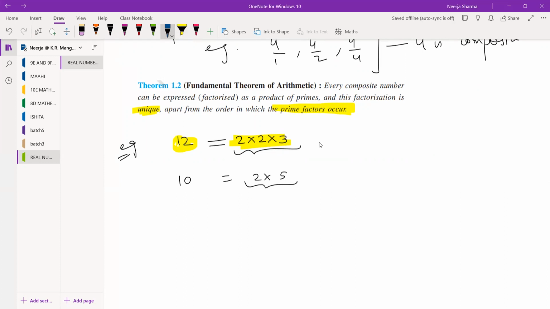But the order in which they occur can be different. 2 into 3 into 2 will still give you 12, or 3 into 2 into 2 would again give you 12. So whenever 2, 2, 3 are together, they would always give you 12, irrespective of the order in which they occur. This is the meaning of the theorem. We'll stop here and pick it up again with some other topic.